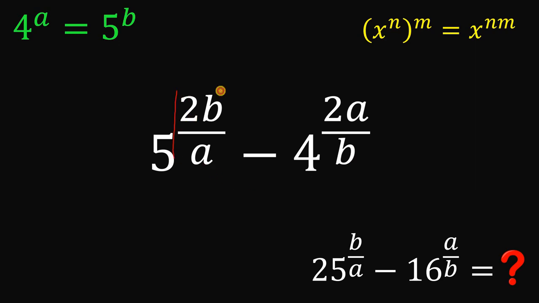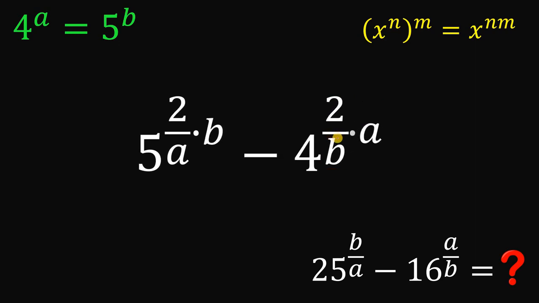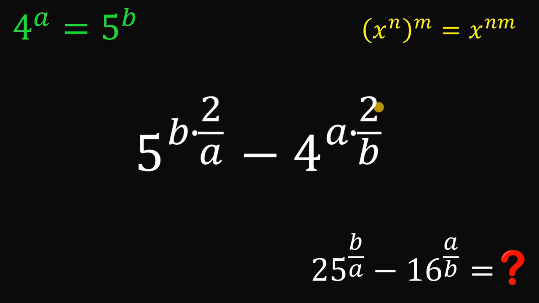Now, let's focus on this exponent 2b over a. This can be written as 2 over a multiplied by b over 1, and 2 over a times b over 1 can be written as 2 over a multiplied by just b. Similarly, 2a over b can be written as 2 over b multiplied by a. Now, why do we do that? Because take note that multiplication is commutative, so we can interchange 2 over a and b. Similarly, we can interchange 2 over b and a.